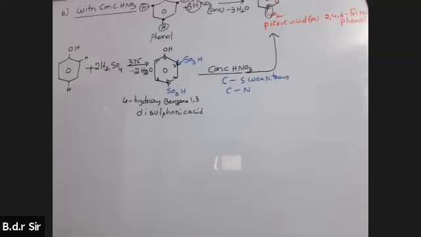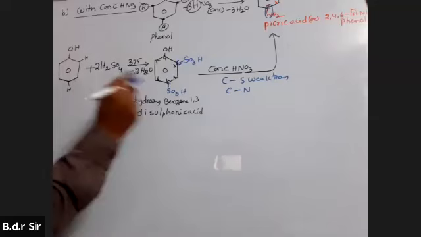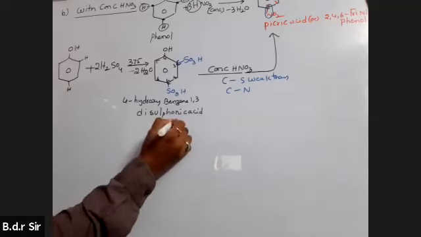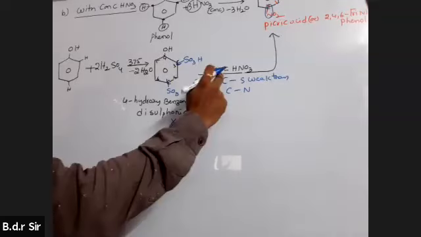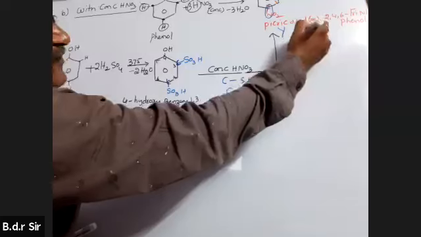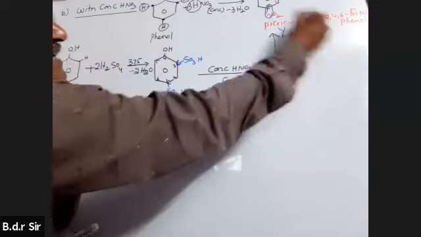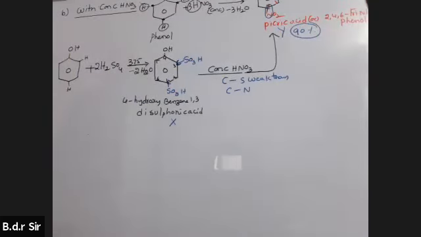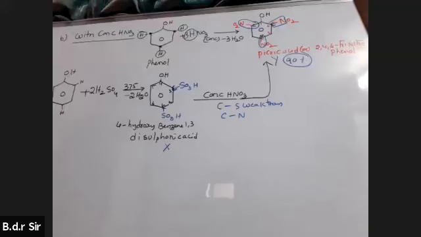Expected question. Phenol reacts with sulfuric acid to give X. X reacts with concentrated nitric acid to give Y. How much percentage of Y? That is 90% picric acid. This is the nitration reaction.